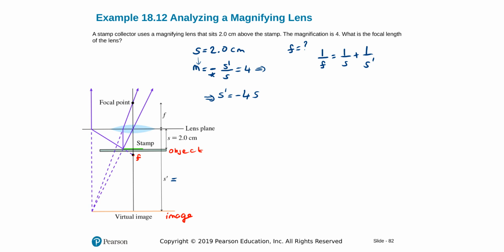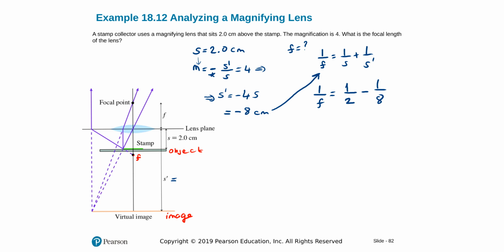Multiply each side by minus 1 would get me there. And that's equal to minus 8 centimeters. Now I'm going to insert that here. 1 over F is equal to 1 over 2 minus 1 over 8, right? Or 1 over minus 8 is the same thing.